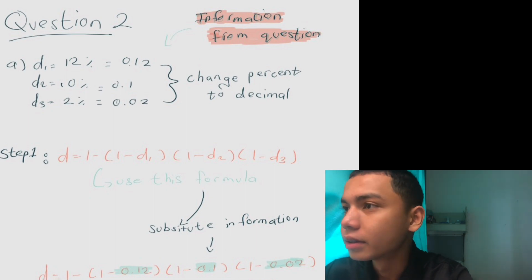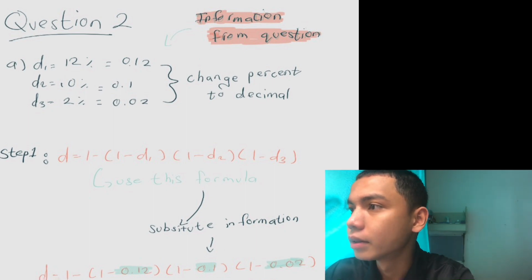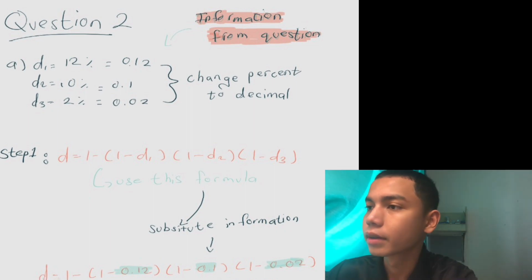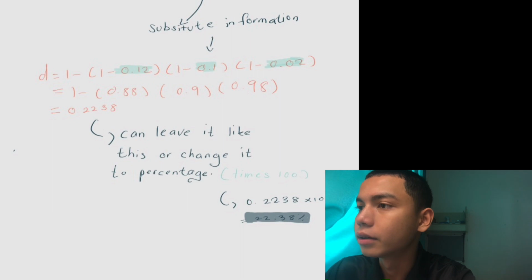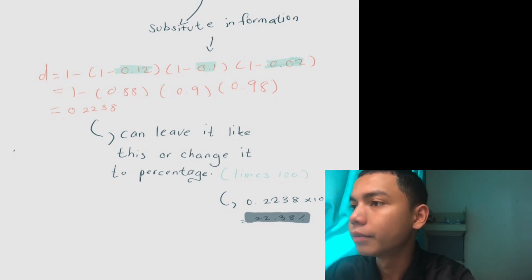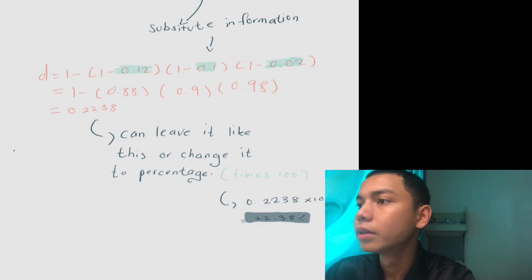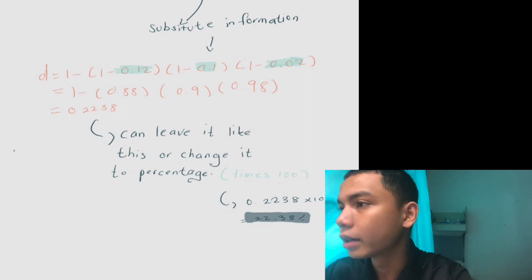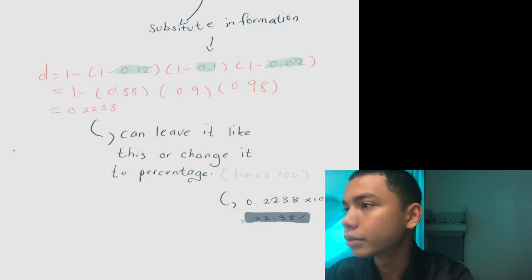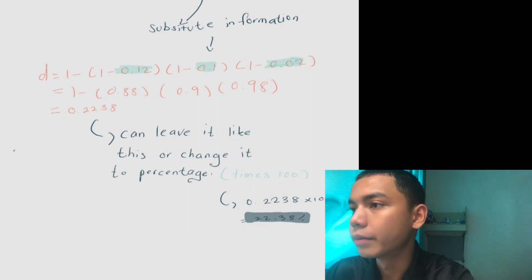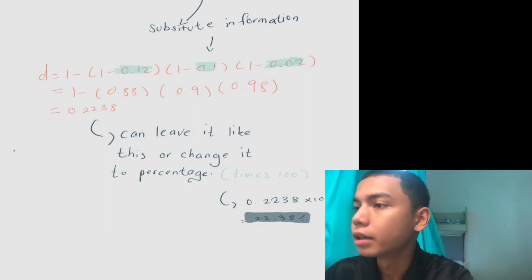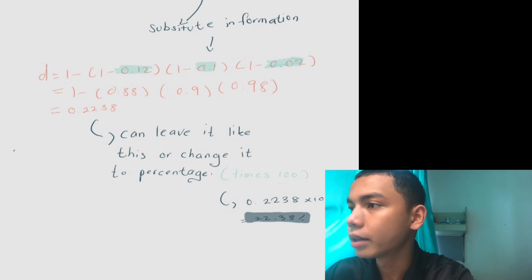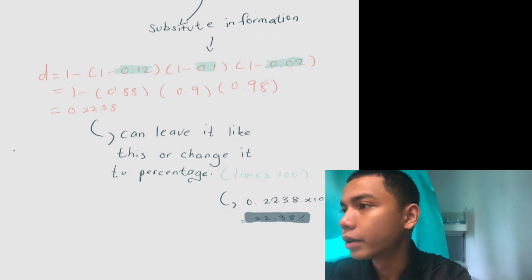Step 1, use this formula and substitute the information given into the formula. D equals to 1 minus, in a bracket, 1 minus 0.12, another bracket, 1 minus 0.1, another bracket, and 1 minus 0.02 is equal to 1 minus, in a bracket, 0.88, another bracket, 0.9, and 0.92.